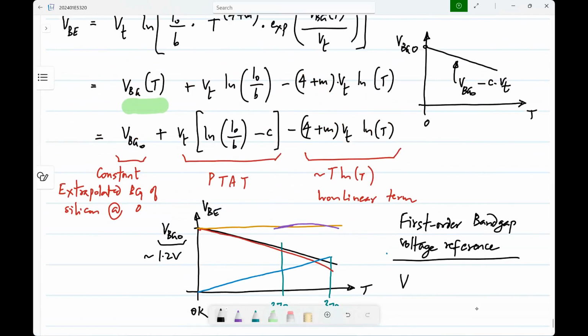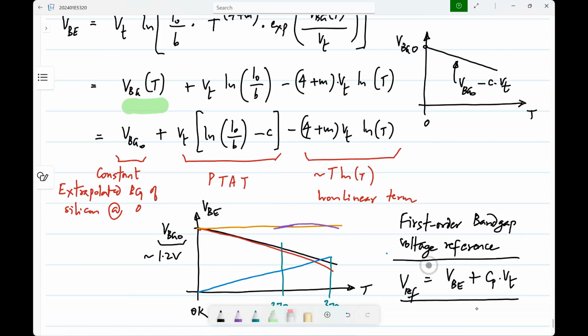Okay, so that is, you sum the base-emitter voltage with some constant times, let's say, the thermal voltage. I could have written T, but I just want to get voltage units, so I'll write VT. So Cp times VT. If I do this by adjusting Cp appropriately, you can imagine that you will cancel out the temperature dependence.